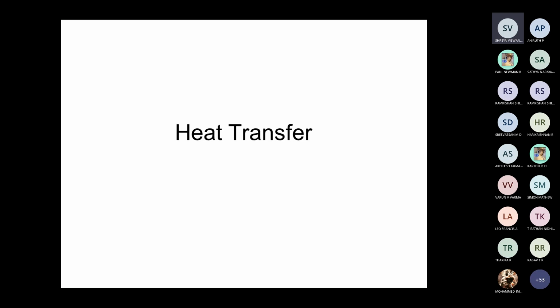And in case of radiation, it is heat transfer by means of electromagnetic waves, mainly due to the temperature difference. A very practical example for radiation is the earth getting the heat from the sun. The sun is very hot, and we get the sun's radiation on the earth's surface, without any medium.